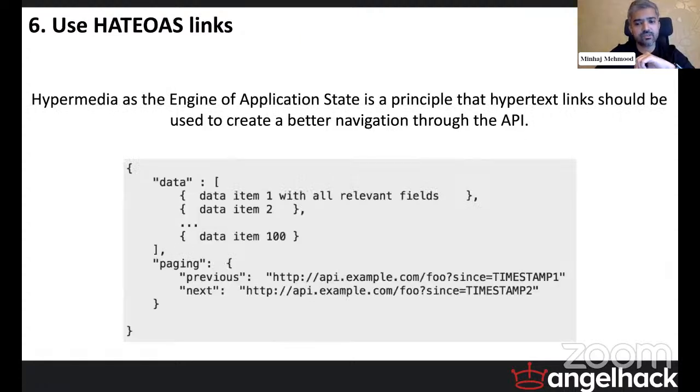This is an interesting one. Use the HATEOAS links. So what is HATEOAS basically? Is anyone aware of HATEOAS, in the REST application architecture? Okay, no worry. Its literal meaning is hypermedia as the engine of application state. It is a constraint of the REST application architecture. HATEOAS keeps the REST style architecture unique from most other network application architectures.